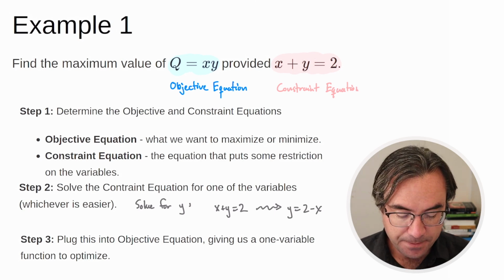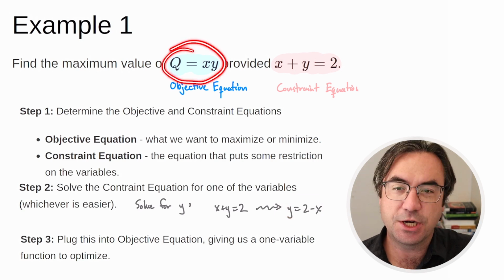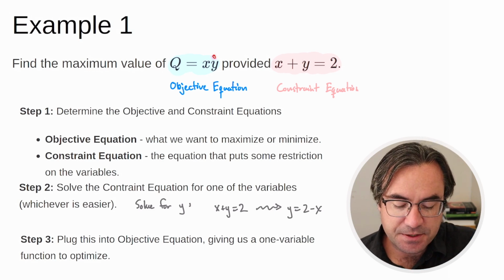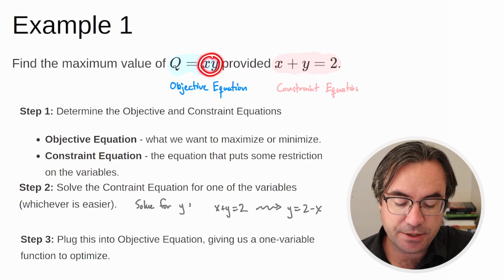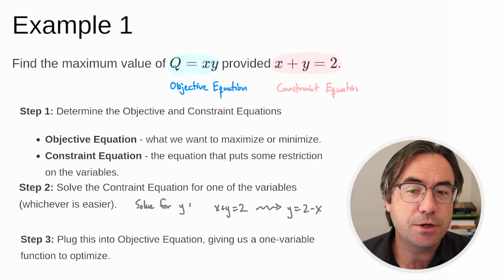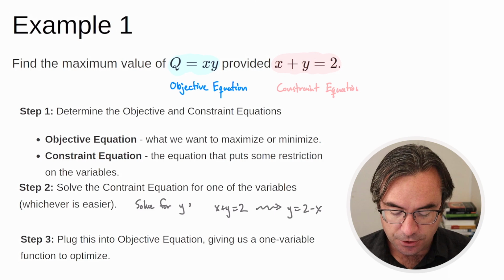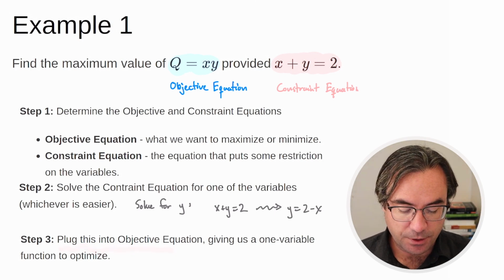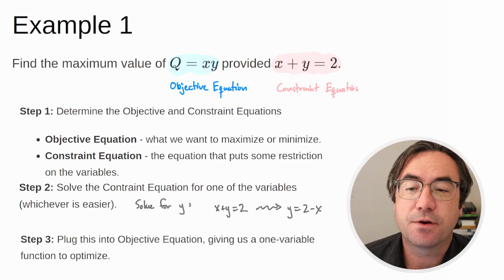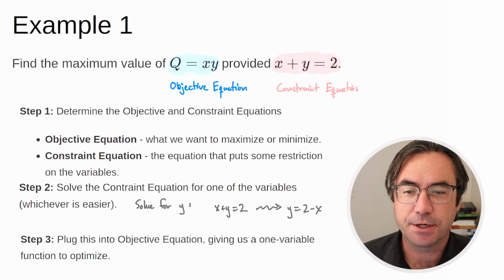Then step 3 is we're going to take this value for y and plug it into our objective equation. The reason we're doing this is because this objective equation is actually a 2-variable function, and we only know how to maximize and minimize a 1-variable function. So we take this value for y, plug it in here, and that's going to give us a one variable function. And then we're able to use our standard calculus tricks at that point.